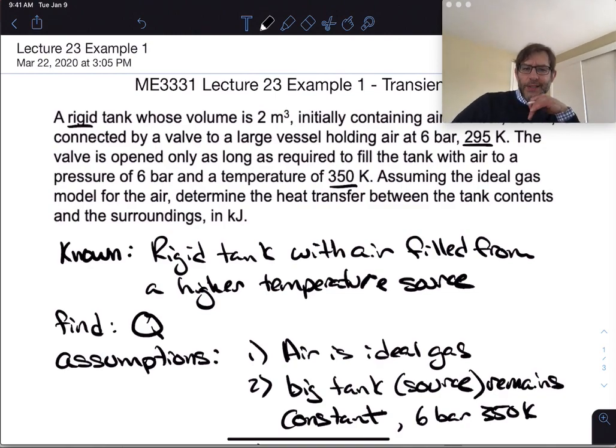Why do you think that is? You think about it. Well, we're doing some work. We're doing some flow work to actually put that stuff into that tank. So you're actually heating the gas inside that tank. Isn't that interesting? So essentially, even though the large vessel is at the same temperature as the small vessel initially, the flow work, the PV work, is actually adding energy to that tank. It'd be really interesting to derive that. Maybe if you have a chance, you can derive that.